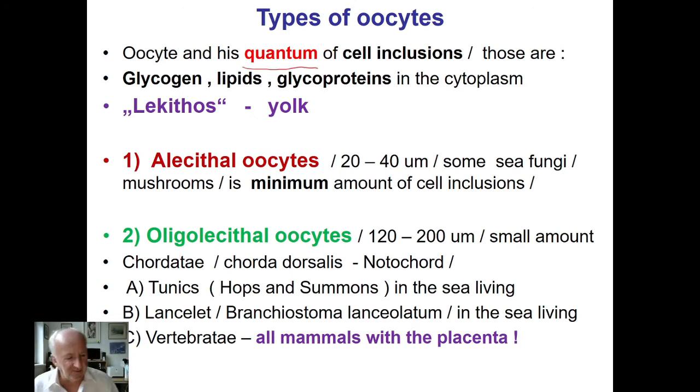And now it depends how big a quantum of cell inclusions is in the cytoplasm of the oocyte. The Greek name, lekithos, means yolk in English.